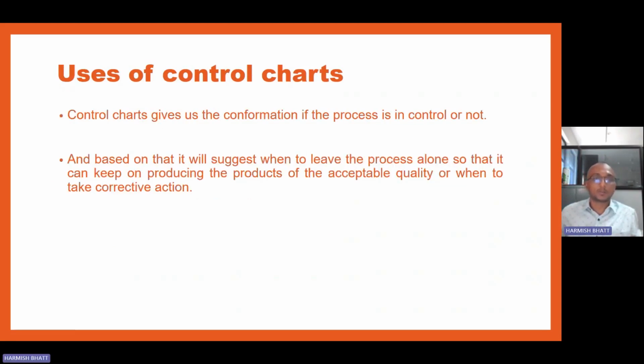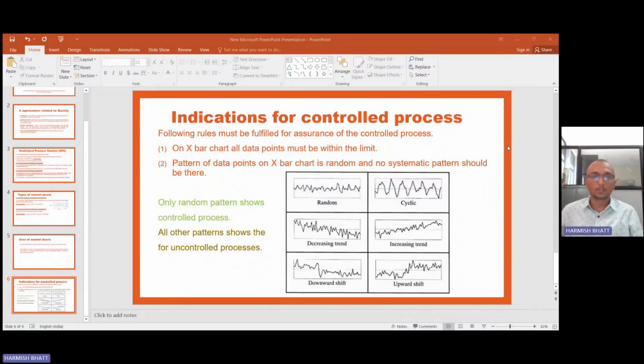So by the nature of this particular chart, we can understand or confirm whether the process is in control or not. Based on that, it will also suggest when to leave the process alone so that it can keep on producing products of acceptable quality, or if it is not producing acceptable quality, then we will require some corrective actions. That also will be indicated by the control charts. So this particular slide gives us the indication for the controlled processes.